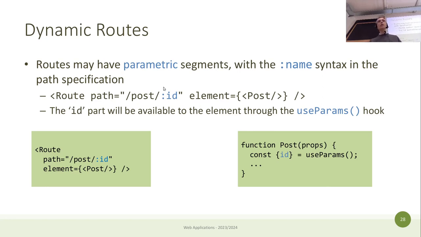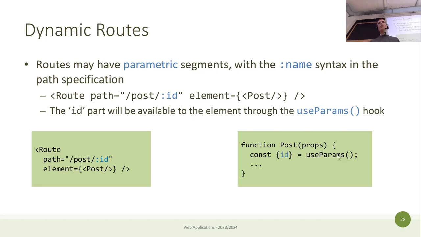So you have post slash, I don't know, 1234, a number, an ID, whatever, a string, post 1, post 2, post 3, post 4, whatever, okay? And this ID will only match this portion of the URL, and it will be extracted in the form of a string. Remember, it's always a string because it's a URL. Even if it looks like a number, this is always a string. And so this ID can be extracted automatically by using the useParams hook coming from the React router.